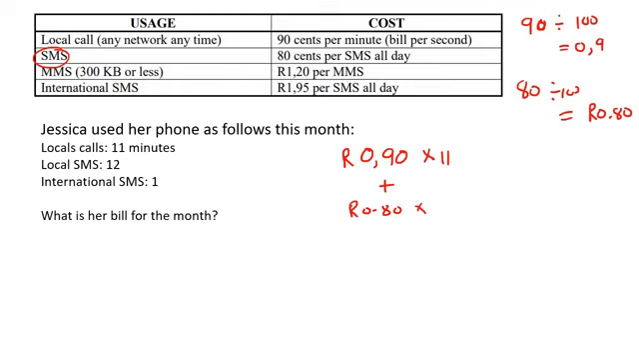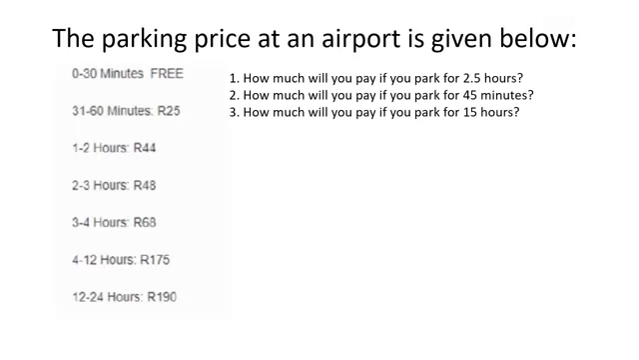So you're going to say 0.80 multiplied by how many SMSs again? She did 12 SMSs. Plus international SMS, she did one of those, and that's R1.95. Okay, so it's R1.95, and she only did one of those. And so if we had to add all of that together, she would have been charged 21 Rand and 45 cents.